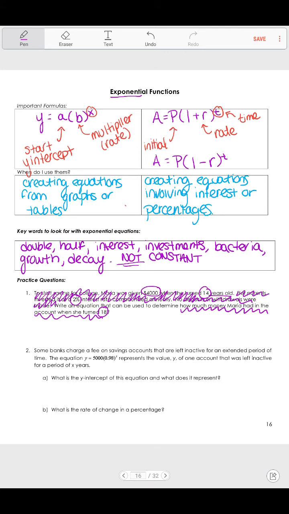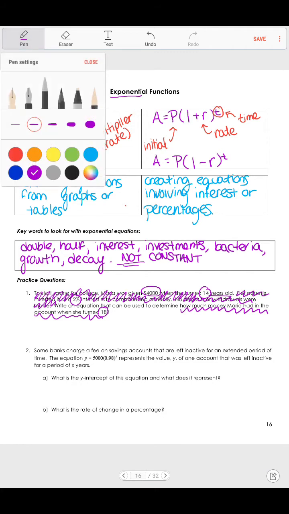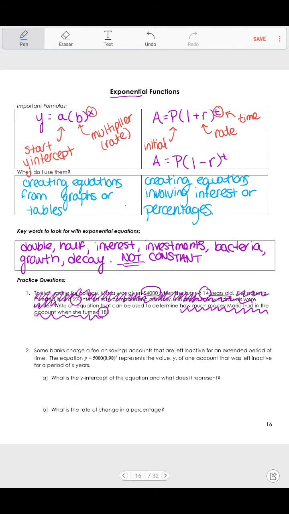Okay, so I need to write an equation. So the equation I'm going to use is the equation that we had on the right, which is the A equals. And we're talking about investing in a savings account, which means I want my money to go up, not down. So I'm going to use the plus. P is our initial cost, or our initial amount. That's the 4,000. r is 2%. But remember, when we're putting these into this formula, it needs to be written as 0.02. I get that by either moving the decimal 2 places to the left or dividing by 100.